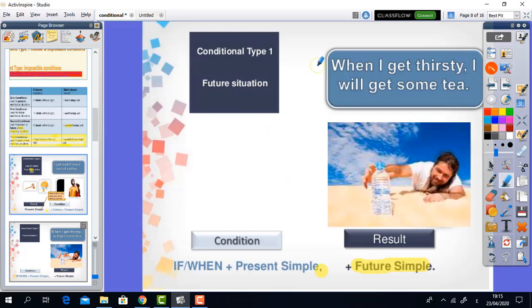One example: when I get thirsty, note the verb is in the present simple, comma, I will get some tea. Note the verb of the main clause is in the future simple. So if the person is thirsty, this is possible. Maybe he gets thirsty and maybe not. So in case he gets thirsty, he will get some tea.